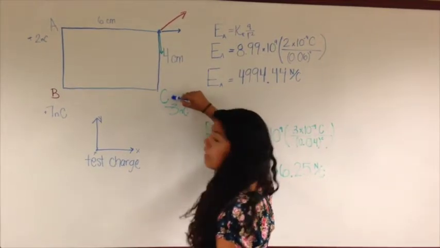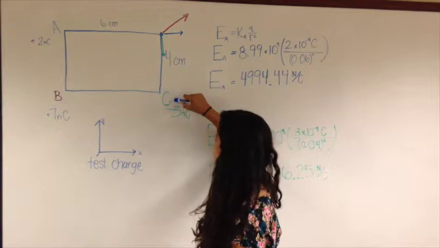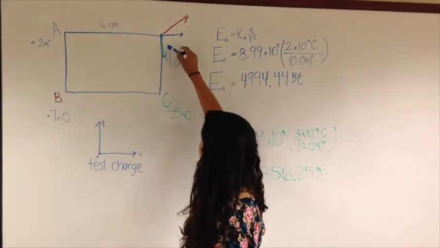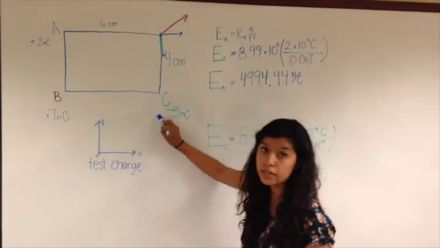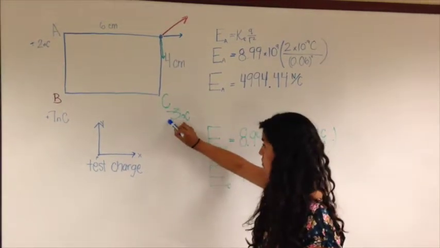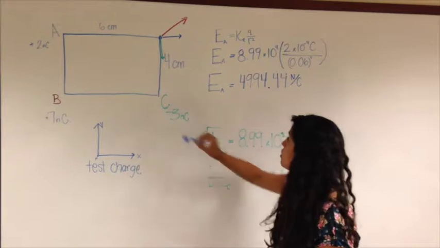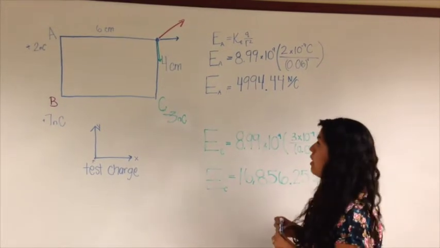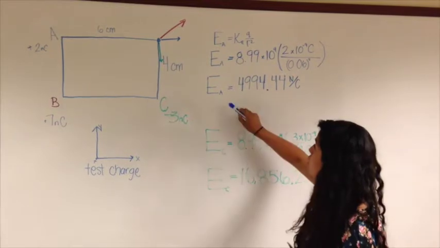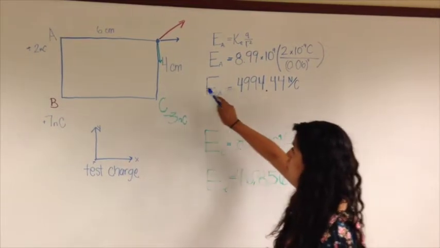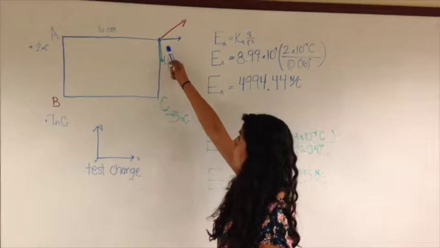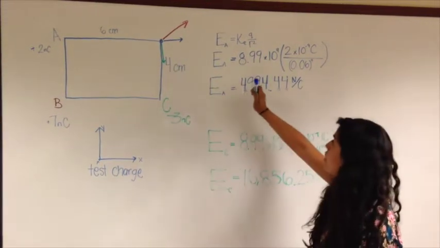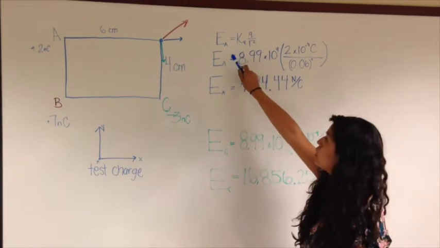And because this is a negative charge, the electric field that it exerts on the test charge is facing towards it because it's a negative charge right here. So overall, we just want to find the x and y components and then add them together. So point A is already in the x direction. It has no y component. And then we just plug it into the equation.